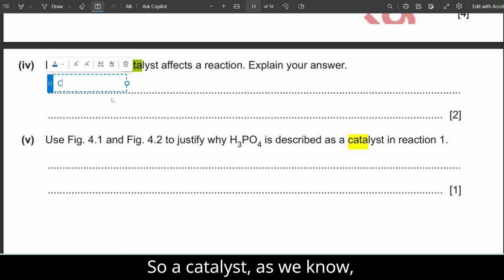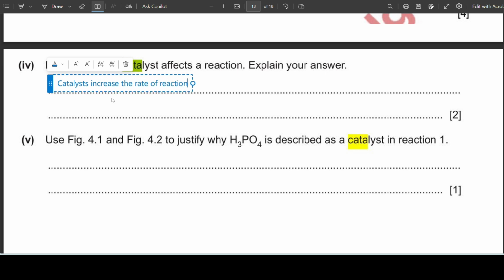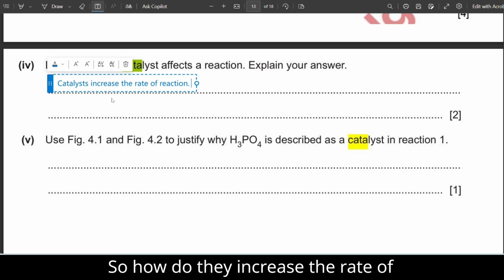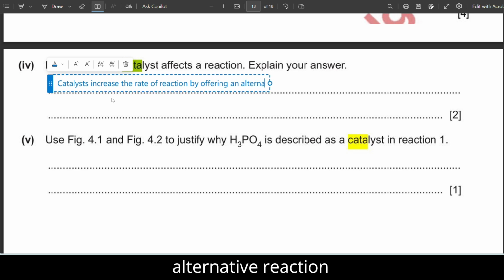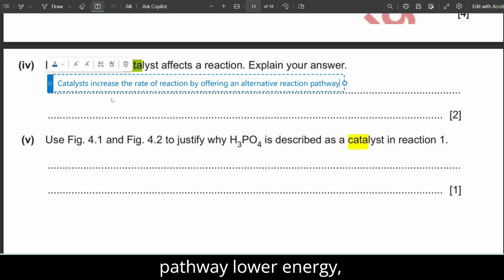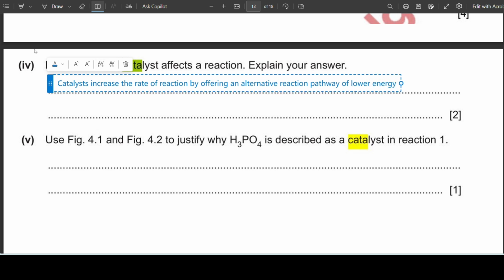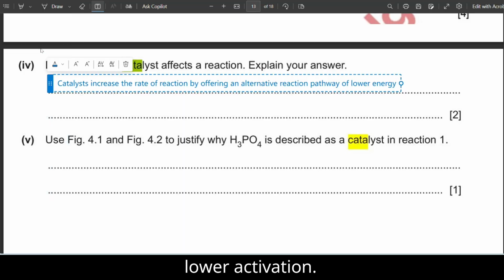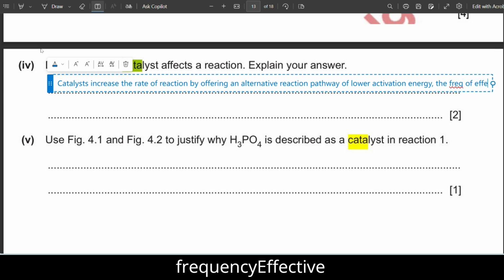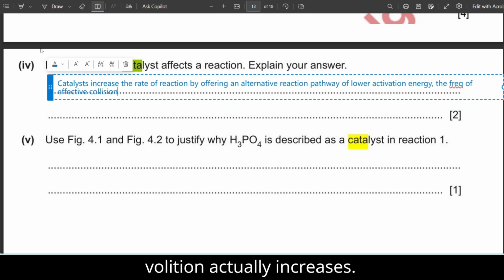So a catalyst, as we know, increases the rate of reaction. So how do they increase the rate of reaction? They increase it by offering an alternative reaction pathway of lower activation energy. And when they lower the activation energy, the frequency of effective collisions actually increases.